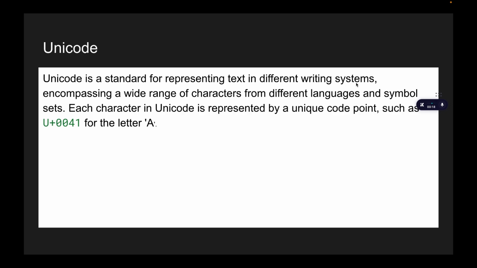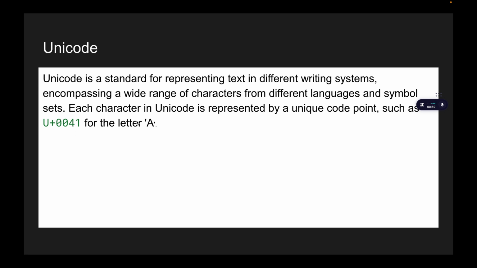Alright guys, so first of all let's talk about what a Unicode is. Unicode is a standard for representing text in different writing systems, encompassing a wide range of characters from different languages and symbol sets. Each character is represented by a unique code point, such as this one for the letter A. For us, we have the letter A, right? So we understand this. But for the computer, this is how Unicode represents the letter A.